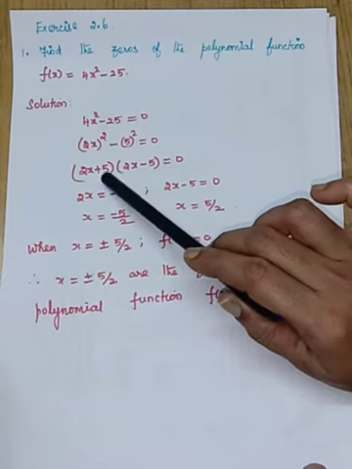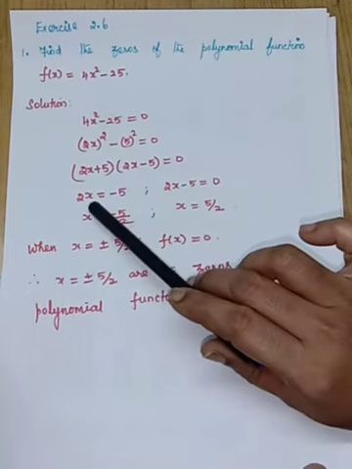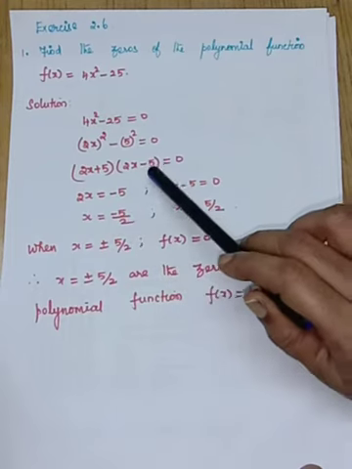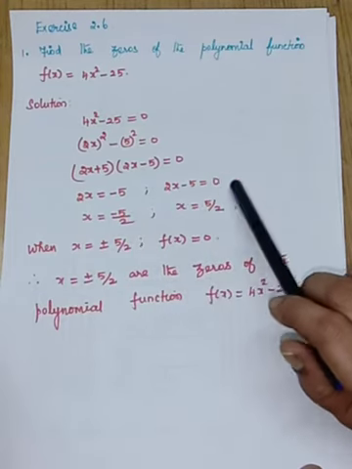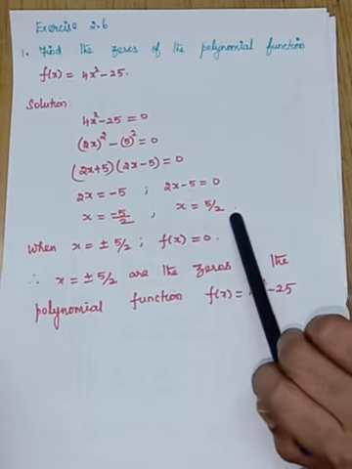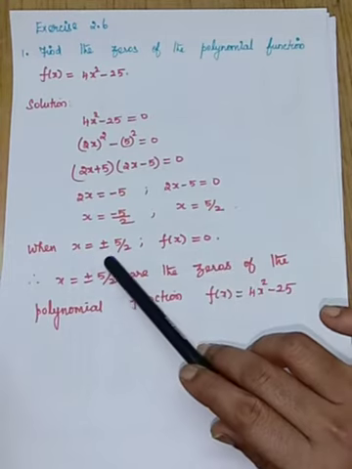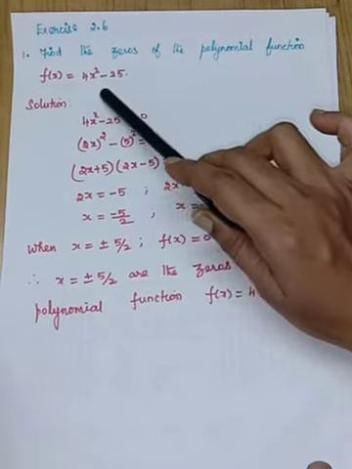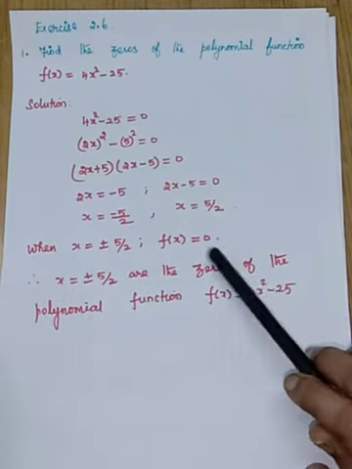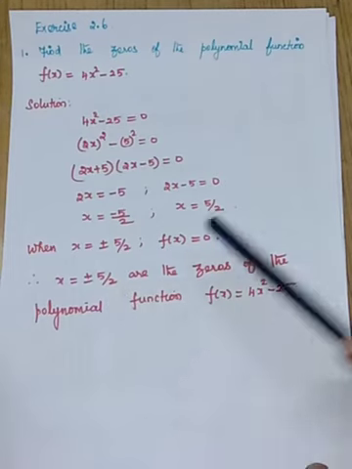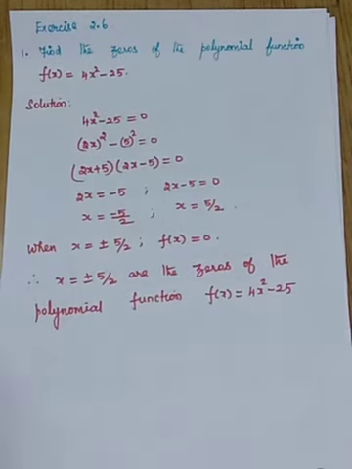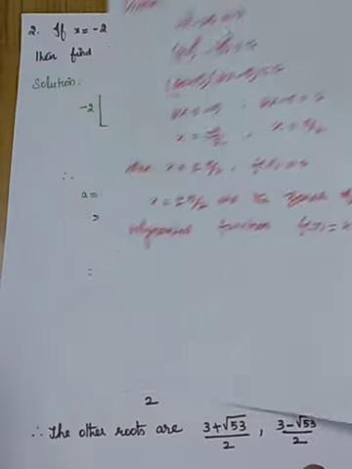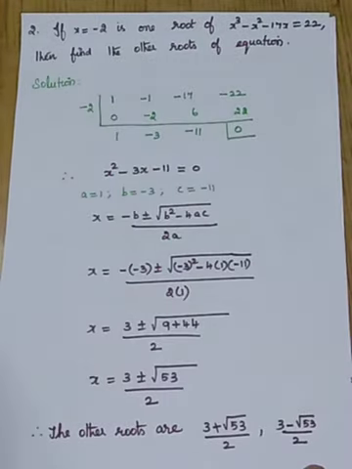You consider this: 2x plus 5 is equal to 0 means 2x is equal to minus 5, x is equal to minus 5 by 2. Take the next factor, 2x minus 5 is equal to 0, so x is equal to 5 by 2. So when x is equal to plus or minus 5 by 2, your polynomial is equal to 0. These two are called the zeros of the polynomial function f of x is equal to 4x squared minus 25. Okay, come to the second problem.